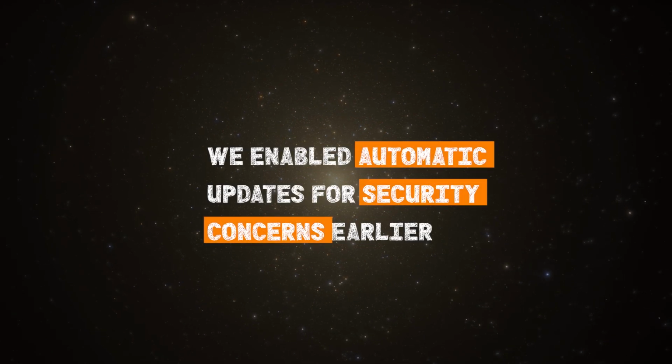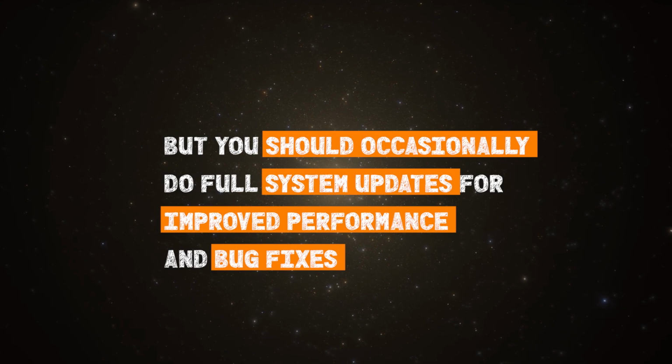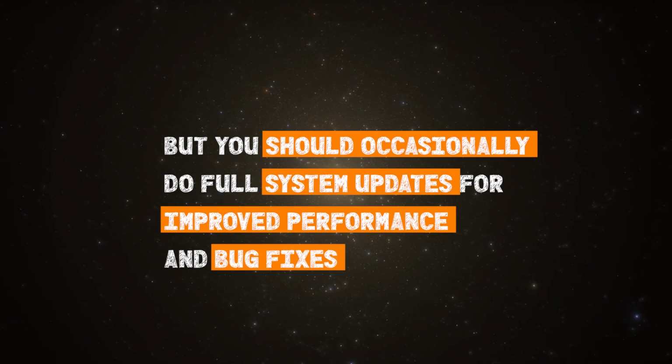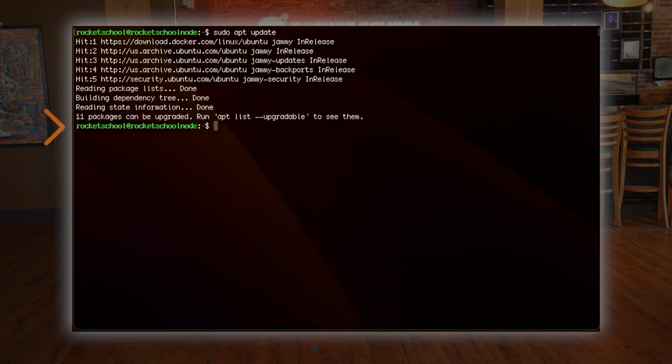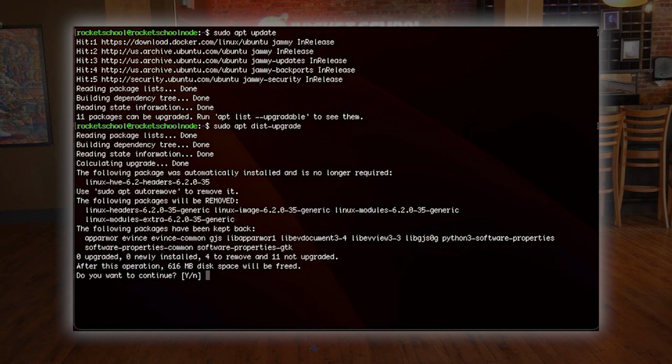We enabled automatic updates for security concerns earlier, but you should occasionally do full system updates for improved performance and bug fixes. Begin by updating your operating system, running sudo apt update to refresh the package lists. Next, we'll perform a sudo apt dist-upgrade. Unlike a simple apt upgrade, this command handles dependency changes intelligently within these updates. Simply put, it's the smart way to keep your system in top shape. Type Y for yes and hit enter.